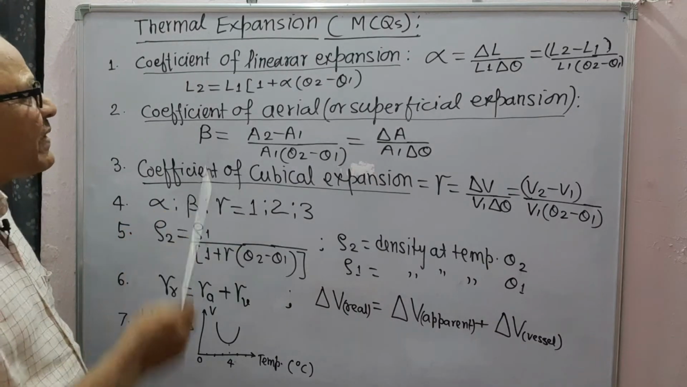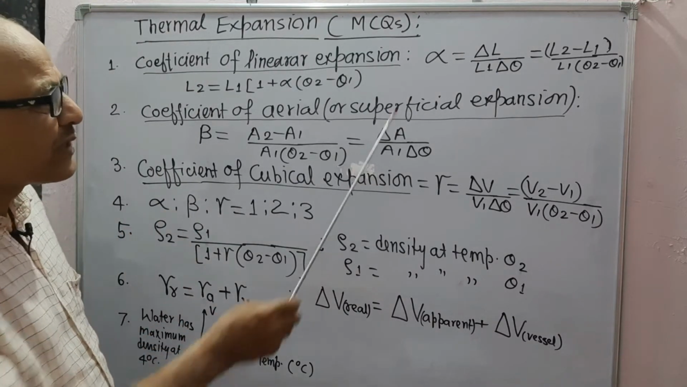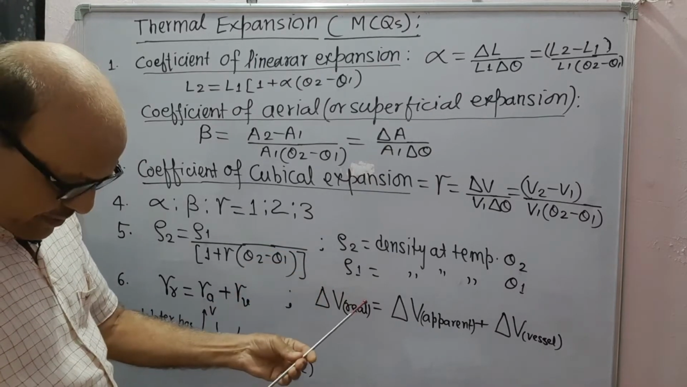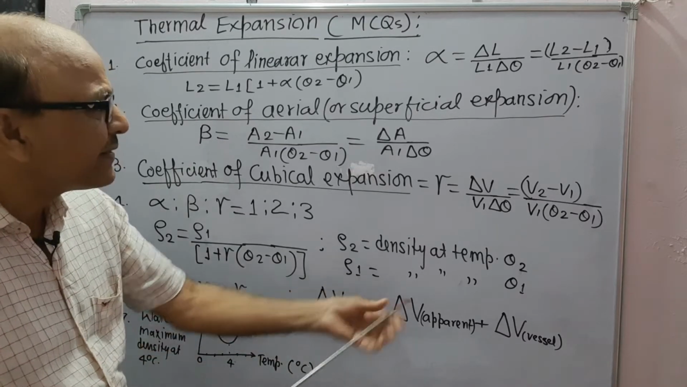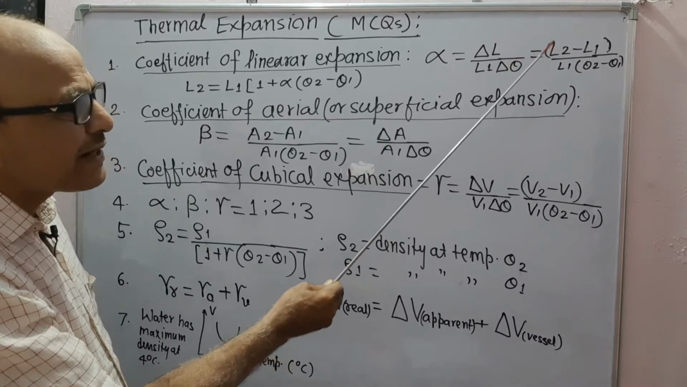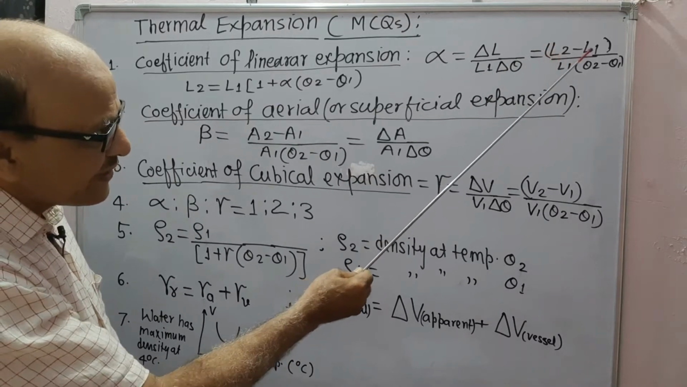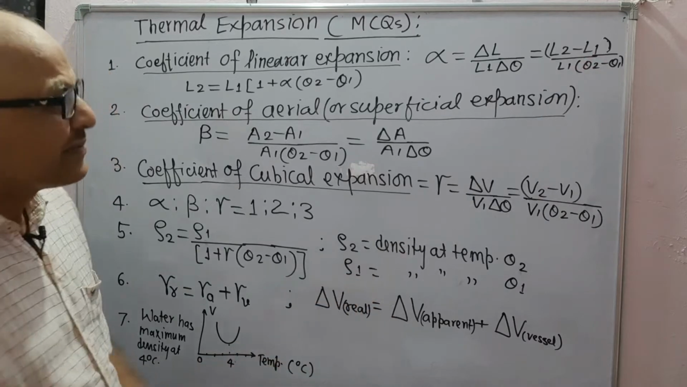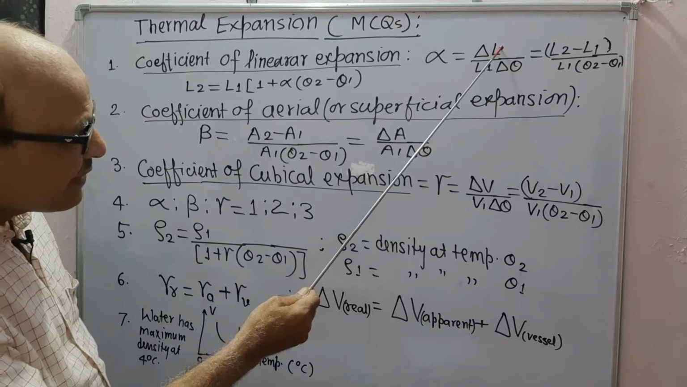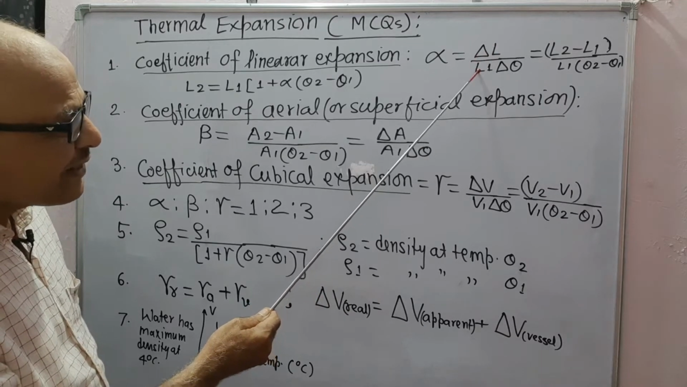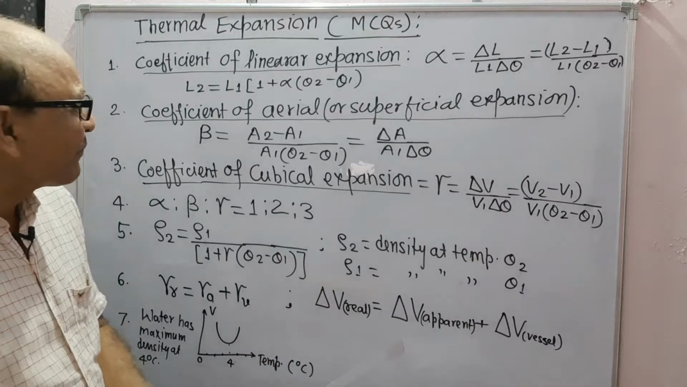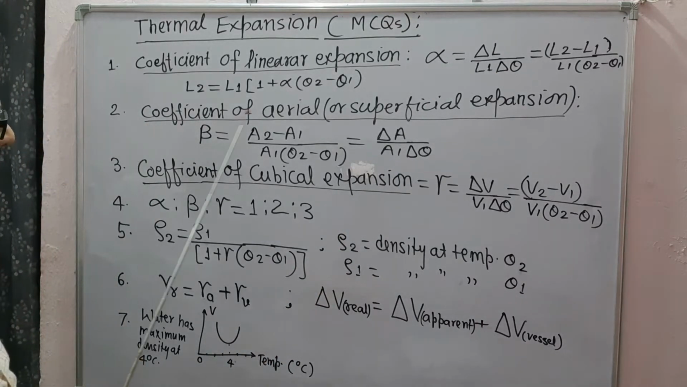First, the coefficient of linear expansion, which is denoted by alpha and is defined as the change in length per unit change in temperature. This is change in length upon initial length into change in temperature, which can also be written as (L2 minus L1) upon L1 into (theta 2 minus theta 1). So, the dimensions of change in length and original length cancel out and its unit is per degree Celsius or per Kelvin.